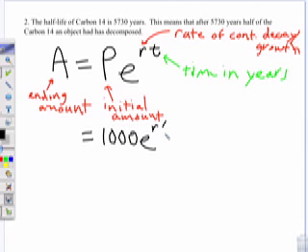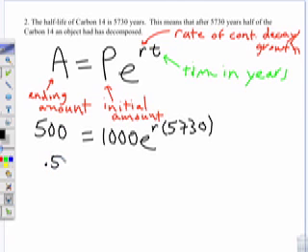So we're going to have 1,000 times e to the r, well, we know after 5,730 years, we get half of what we had before. Well, that would mean you're left with 500. So I'm going to divide both sides by 1,000, which would mean 5/10 is equal to e to the 5,730 times r. I'm going to write it that way just to make it easier to write.